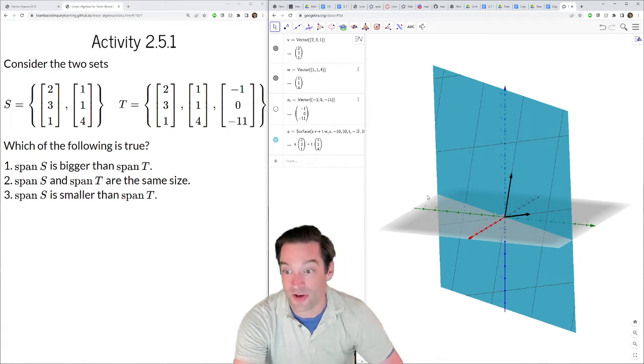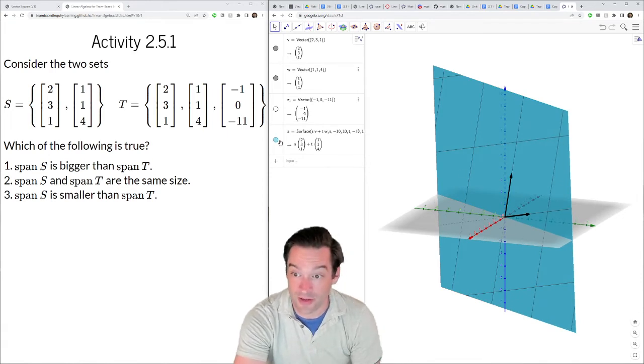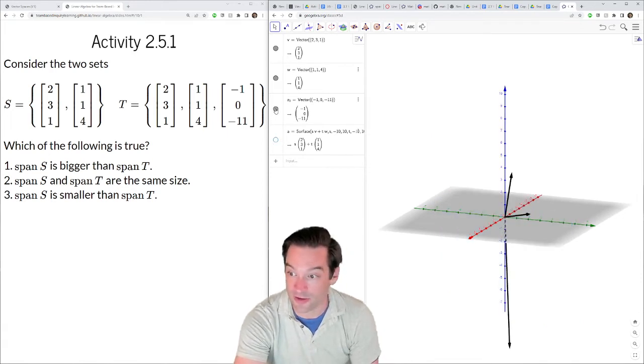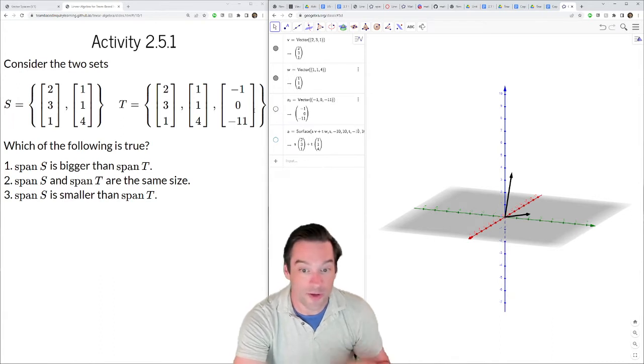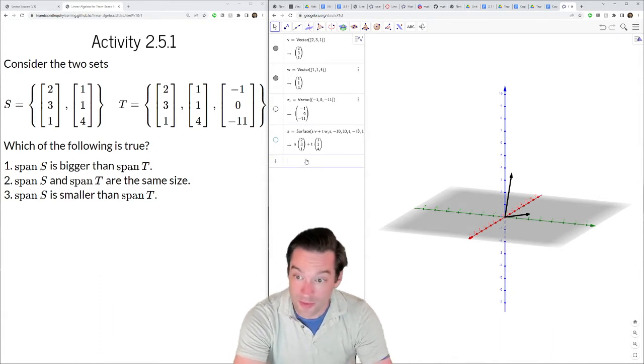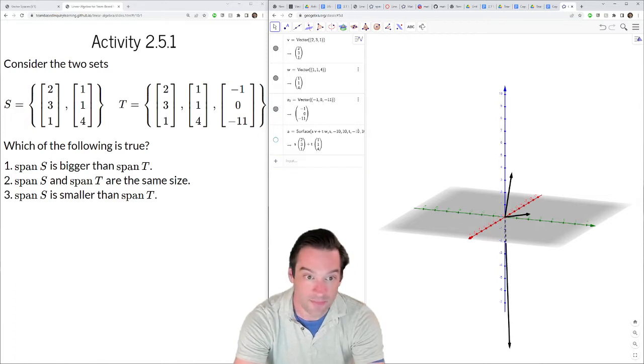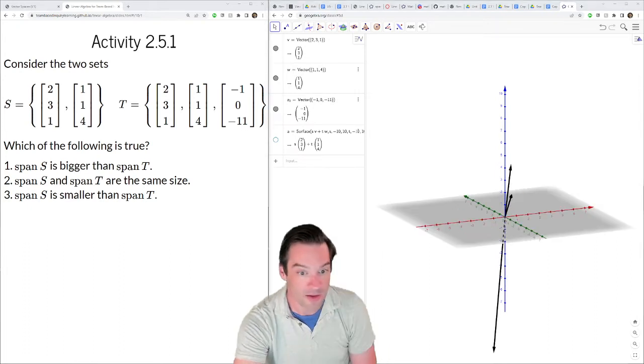So then the question is, if I throw a third vector into that mix, and my third vector is this one, will the new span of those three vectors be bigger than, smaller than, or the same as the span of my originals? So what do you think? If I put this third vector on the screen and give us a good look at it, maybe we'll get a sense of whether the new span of these three vectors is bigger or smaller or the same as the span of the original two.